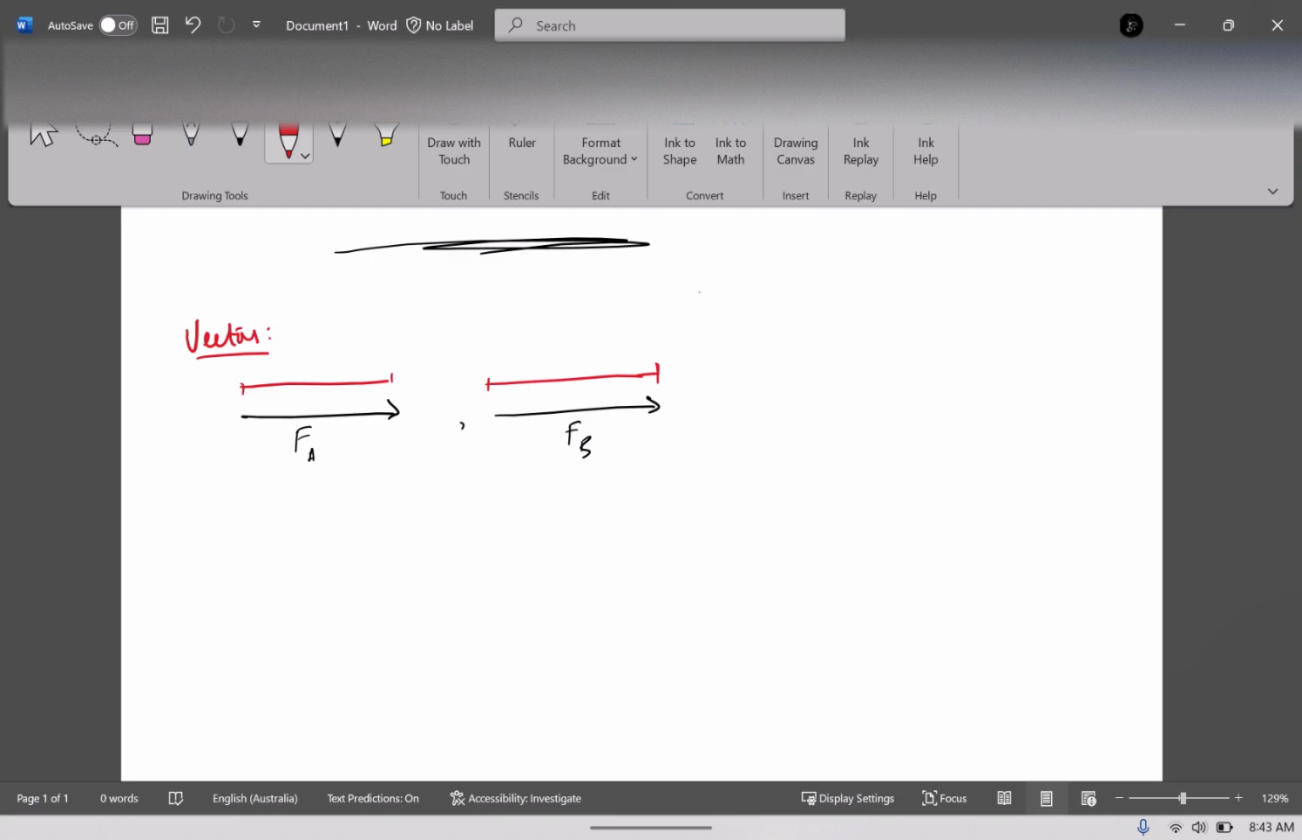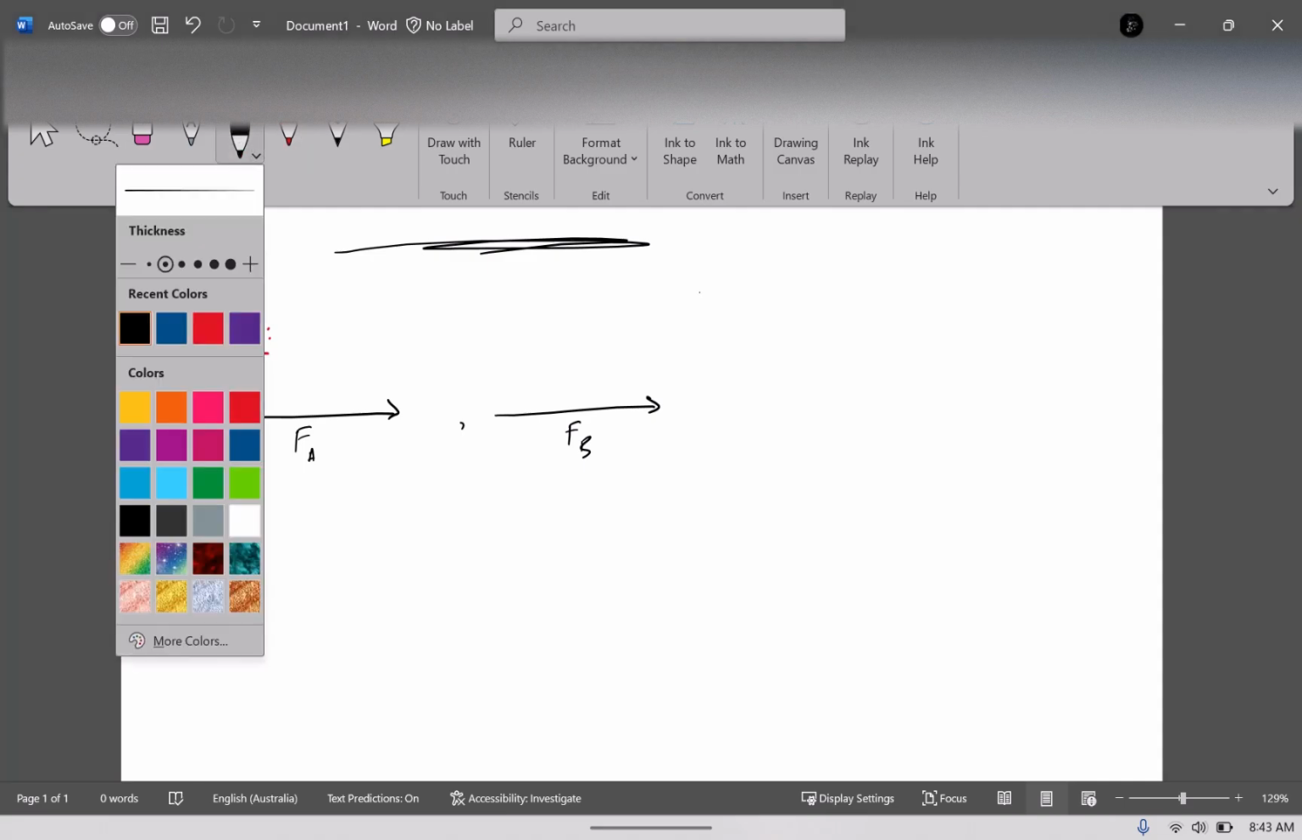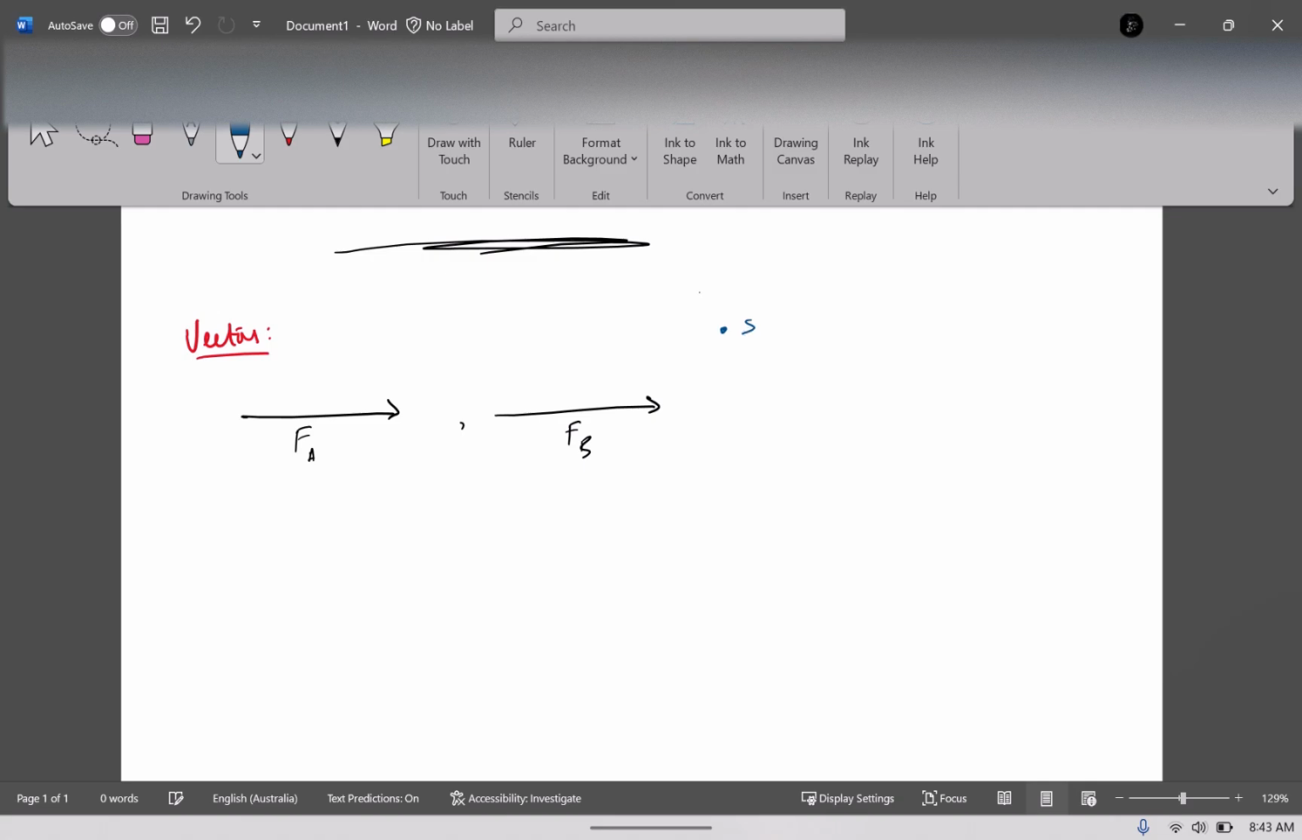So the length of the arrow represents the size of the force, whilst the direction of the arrow represents the direction of the force. Let's go ahead and write that down. Size of the arrow equals the size of the force, and direction. Well, this seems very obvious, but whatever. Direction of force.